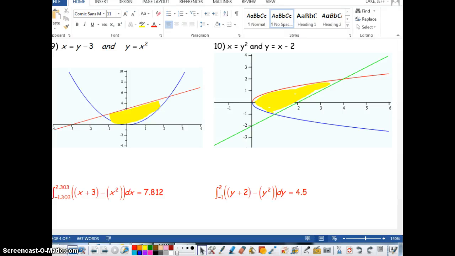This is review 7.6. I'm going to do numbers 9 and 10. So number 9 here, these are already graphed. You can see the answers are already up here. I'm just going to use the answer key. All right, so the first thing you notice is x equals y minus 3 and y equals x squared.